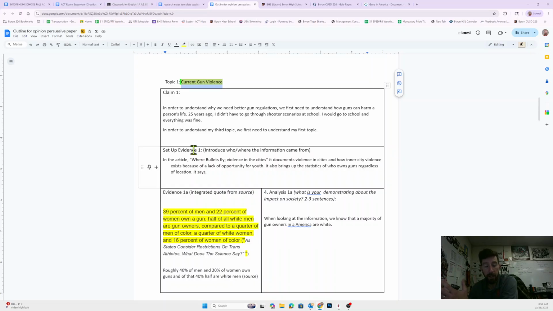So moving to that thing and why this paragraph is so important, we need to know things before we talk about what's down below. And that's how I set up my claim up here. In order to understand why we need better gun regulations, we first need to understand how guns can harm a person's life. So this is how I think of it in my head. In order to understand my third topic, we first need to understand my first topic, right? So that's what I wrote here. In order to understand why we need better gun regulations, down, down, down, we first need to understand how guns can harm a person's life, which is right here, right?